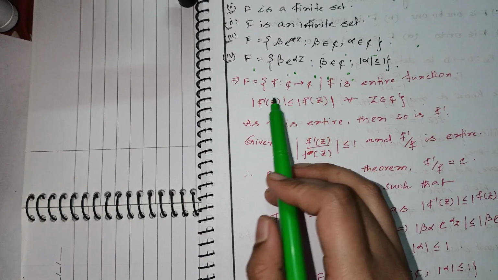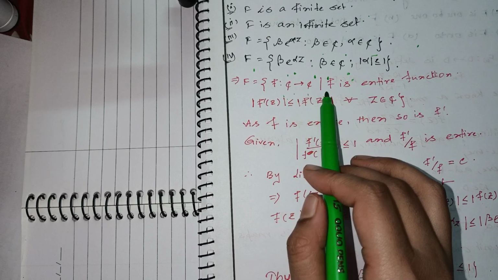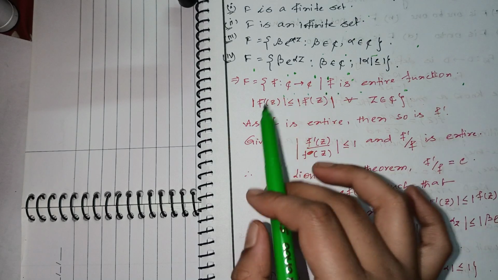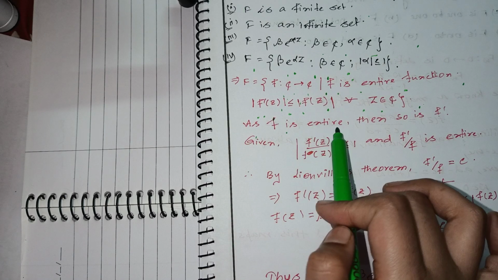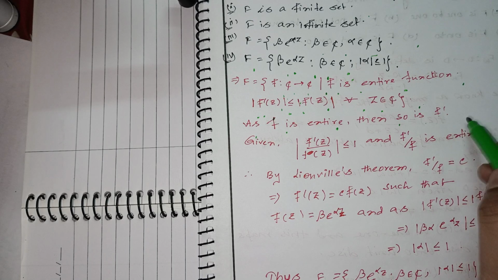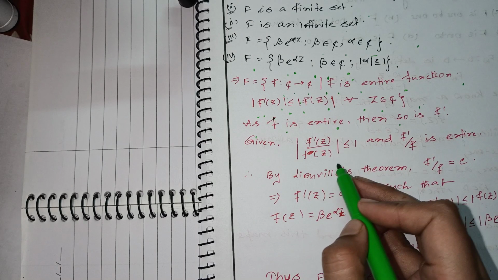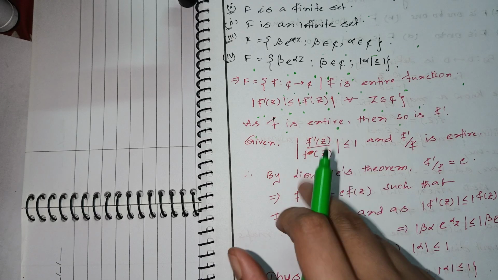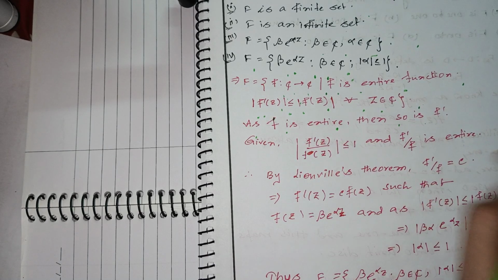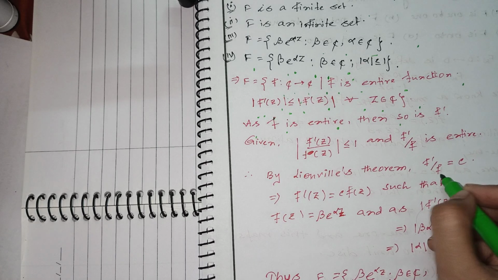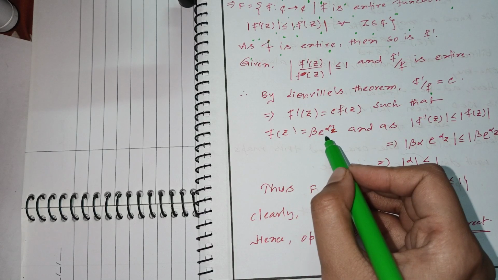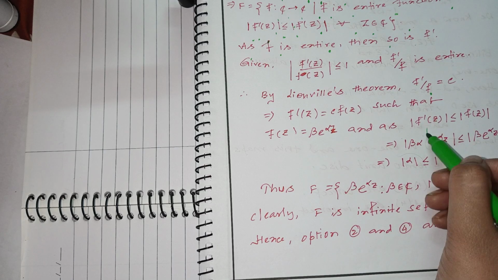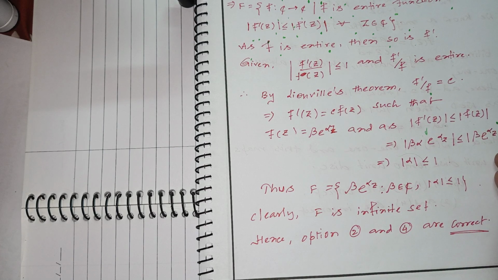So F = {f : C to C, f is an entire function, |f'(z)| <= |f(z)| for all z belongs to C}. As f is entire, so is f', given by |f'(z)/f(z)| <= 1. An entire bounded function is constant by Liouville's theorem. So f'/f = c. This implies we can write f'(z) = c f(z), such that f(z) = beta e^(alpha z).